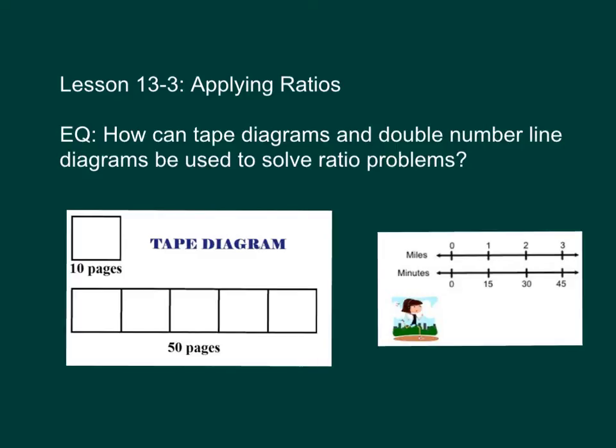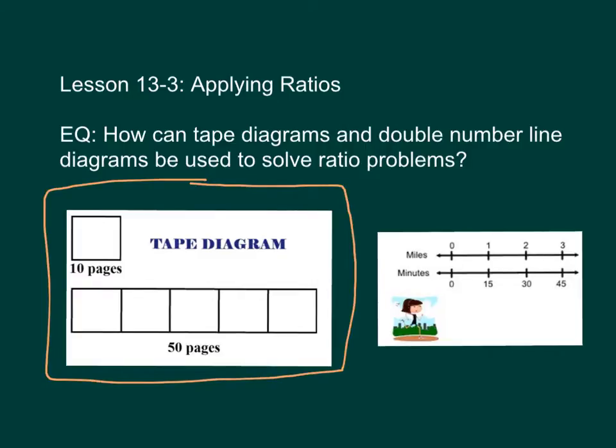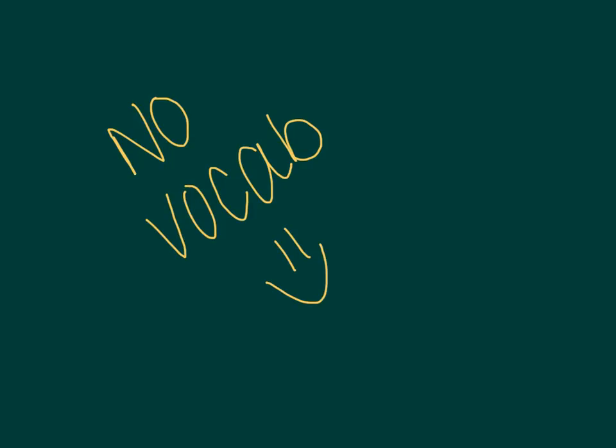This is lesson 13-3, applying ratios. Our essential question, how can tape diagrams and double number line diagrams be used to solve ratio problems? So this is an example of a tape diagram, and this is an example of a double number line. No vocab for this lesson.